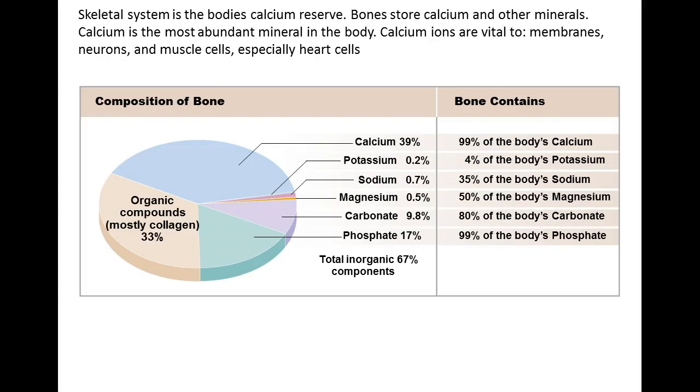This comes from your book. It's a nice breakdown of the composition of bone. And you can see that most of bone is calcium. You do have the other minerals, phosphate being the second most common, and then the relationship between calcium and organic compounds. So mostly collagen.